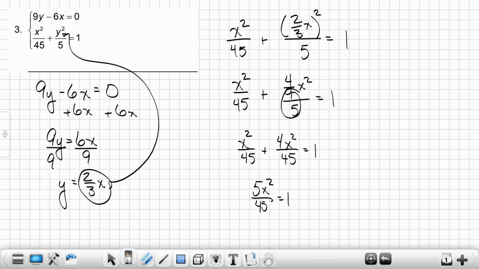Divide 6x besides the 9. We're gonna get the same answers.